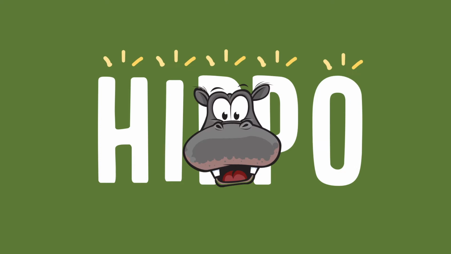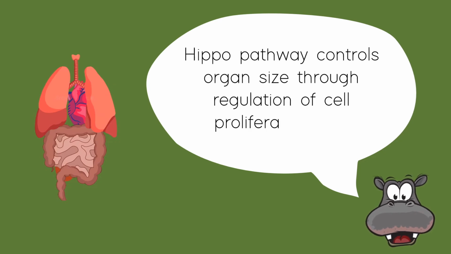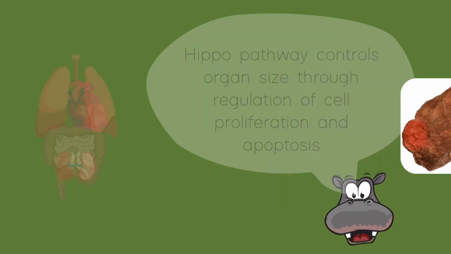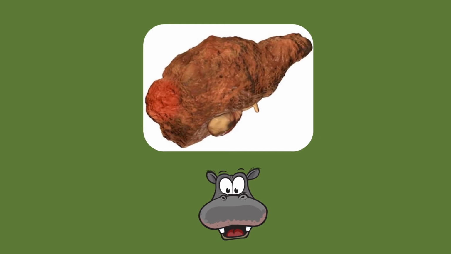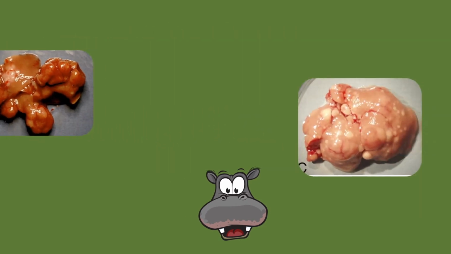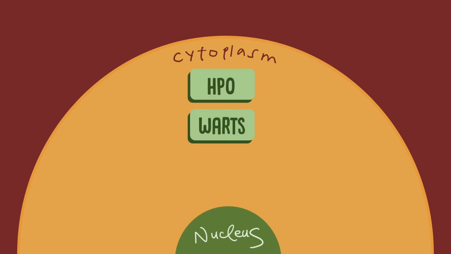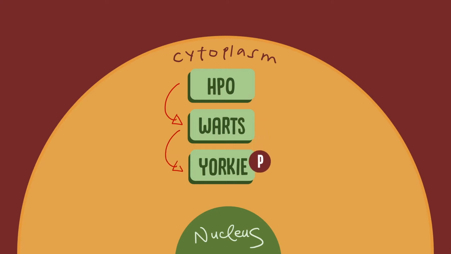The second pathway is the Hippo pathway. It controls the organ size in animals through the regulation of cell proliferation and apoptosis. However, if the Yorkie is unphosphorylated and enters the nucleus, it leads to the overexpression of Yorkie, resulting in excessive tissue growth. Hippo activates another kinase called WARTS, and WARTS phosphorylates Yorkie, a nuclear protein that is retained in the cytoplasm when it is phosphorylated.